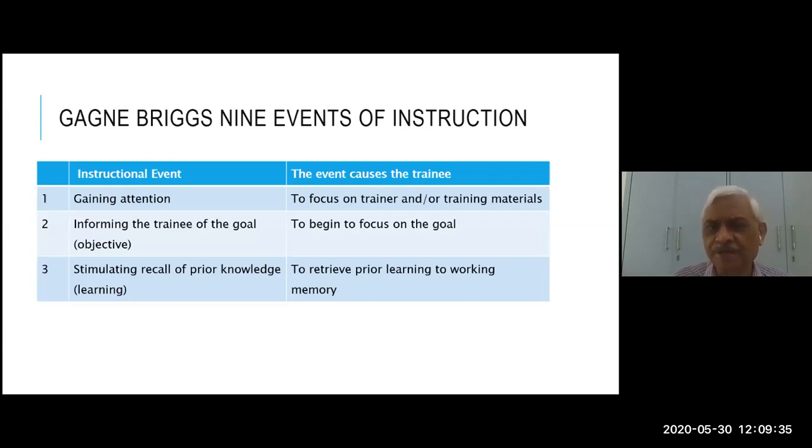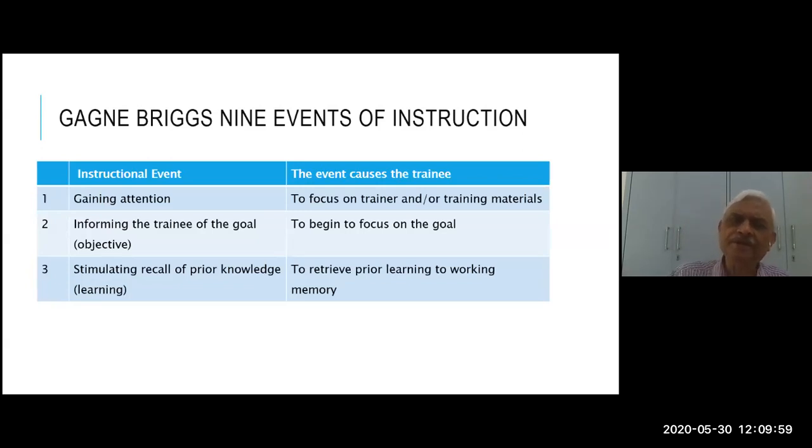They are already filled with some knowledge, some understanding of that subject. So it is always better to build on that or connect to that rather than start assuming that they know nothing, right? So stimulating recall of prior knowledge, that's another important thing.